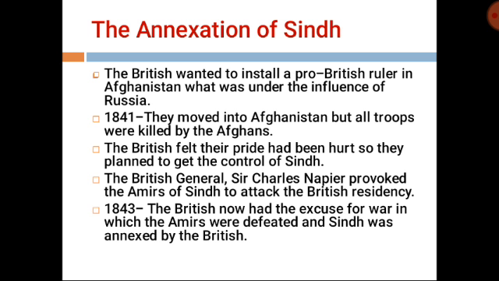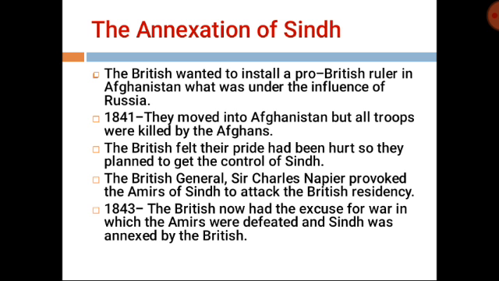Finally, the British sent their troops into Afghanistan, and in a rebellion, the Afghans killed all the British troops over there. So it was a big question mark on the pride of the British. The British decided to try their luck in another land, and it was Sindh.